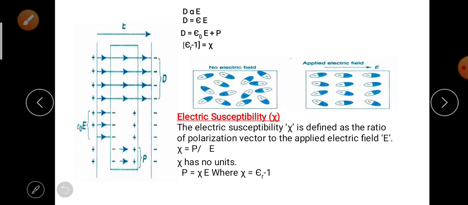Here electric susceptibility Xi. The electric susceptibility Xi is defined as the ratio of polarization vector to the applied electric field E. Xi is equal to P by E. Xi has no units. P is equal to Xi E, where Xi is equal to epsilon R minus 1. Here there is no electric field. The charges are randomly in this box. In applied electric field E, the charges align in the direction of the electric field, so that D is directly proportional to E. D is equal to epsilon E. D is equal to epsilon naught E plus P. Therefore epsilon R minus 1 is equal to Xi.